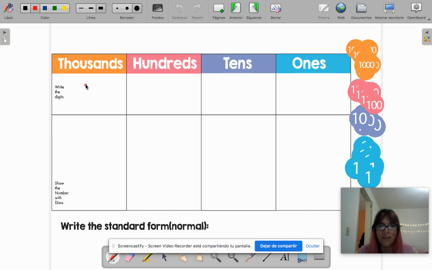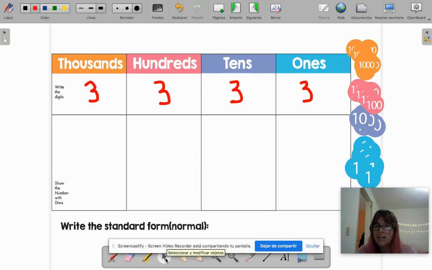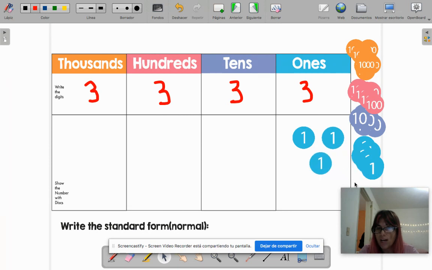For example, if I have a 3 here, or a 3 here, or a 3 here, or a 3 here, all of them are the same digit. All of them are threes. But it is very, very important in which place is the 3. If the 3 is in the ones place, it means we only have 3 ones. Each of these equals 1. If the 3 is in the tens place, it means we also have 3, but the difference, look, here each circle is 1 and here it is 10.